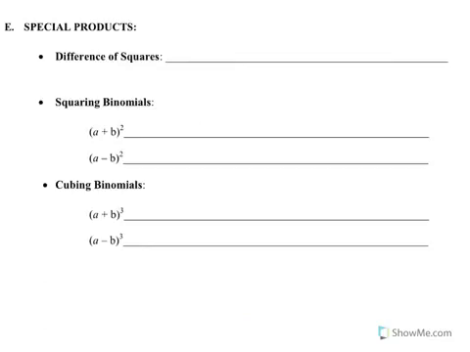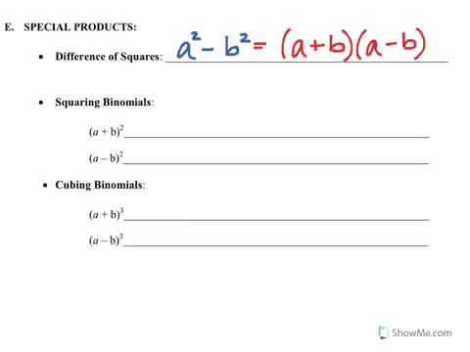First special product we have is the difference of squares. The difference of squares is like saying that you have a squared minus b squared. A squared minus b squared is always equal to the product of their sum and their difference. I'm sure you remember doing this when you learned how to factor in Algebra 1.